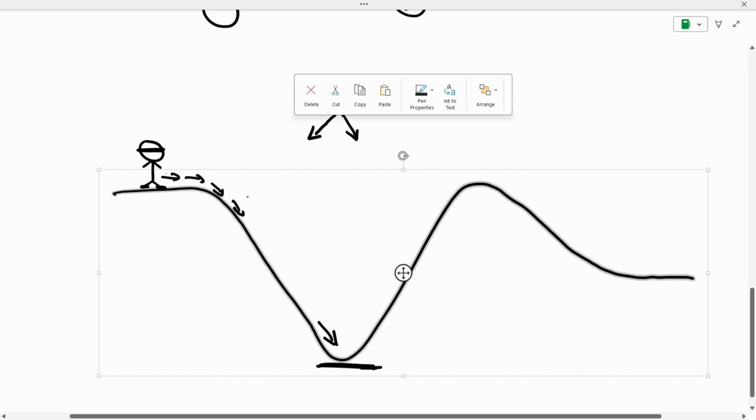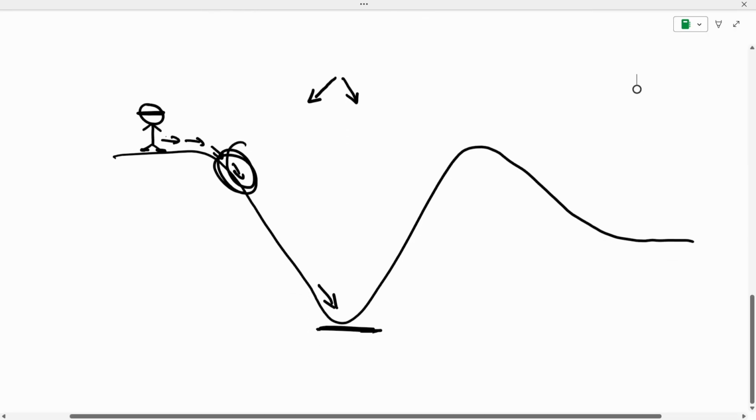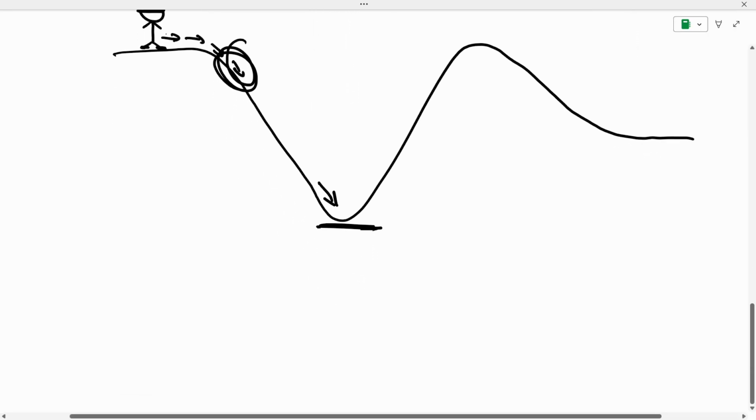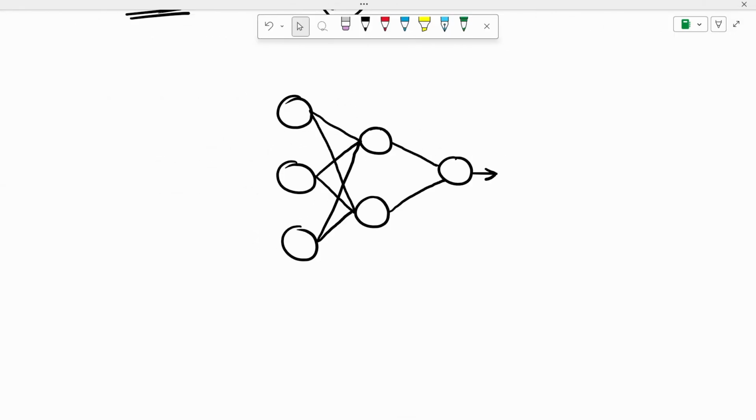Now, this slope that you're feeling, that is called the gradient. It tells you two things: the direction in which you want to go and how steep that direction is. A steep slope means a big change is needed, and a gentle slope means a smaller change is needed. So now here's where it gets interesting. In a neural network, everything is connected. So the output will depend on the last layer before the output.